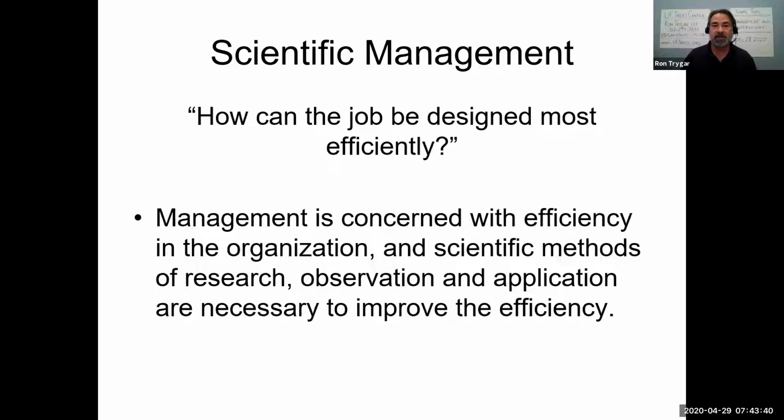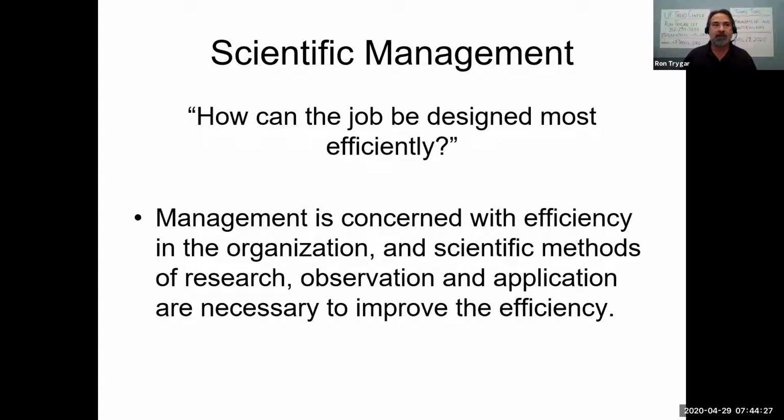So scientific management is, again, the controlled experiment and using science to say, okay, how can we do the job more efficiently? What can be done to improve the way the operation is working? So management here is concerned with the efficiency inside the organization, using scientific methods of research, which is usually controlled experimentation, looking for repeatability, observing, and then applying that to improve the overall efficiency. So again, management is concerned with efficiency within the organization, and methods of research, observation, and application are necessary to improve it.